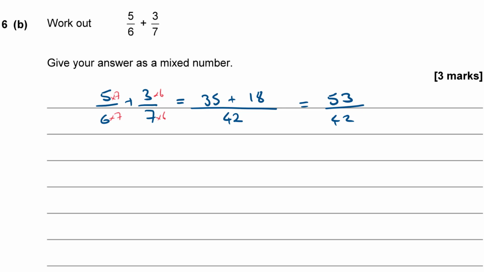Now normally that would be a perfectly acceptable answer. There's no problem writing things down as improper fractions. It's just that in this particular case they're asking you to write it as a mixed number. So that means I need to write it with a whole number part. So we need to ask, how many times does 42 go into 53? It goes into 53 once, and the remainder, 53 subtract 42, is 11. So we're going to write that as 1 and 11 over 42.